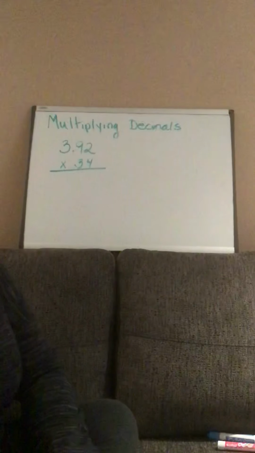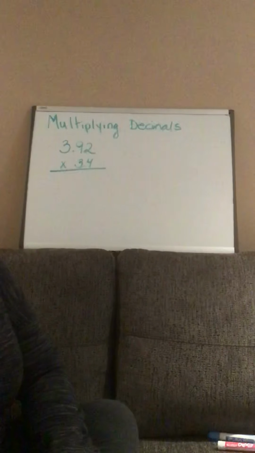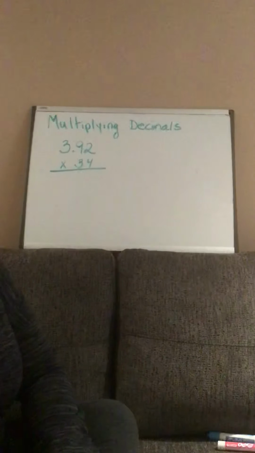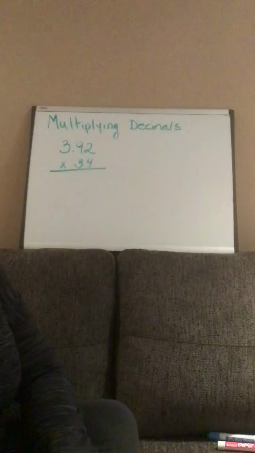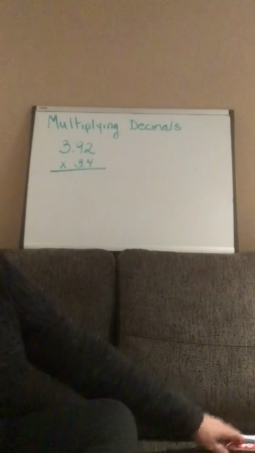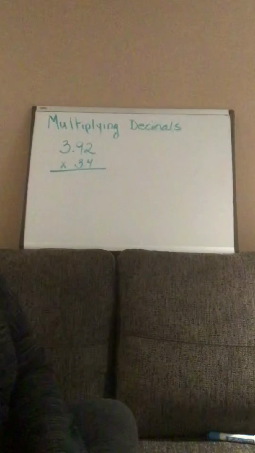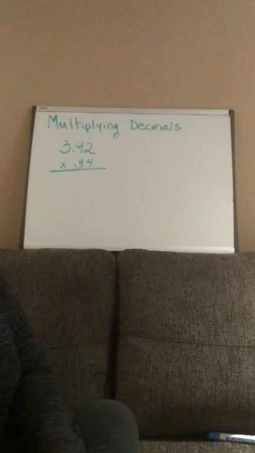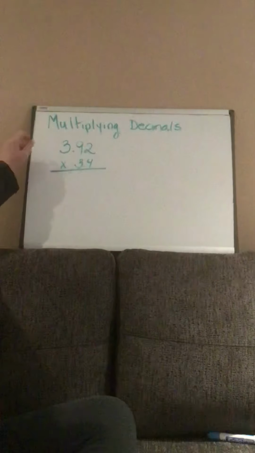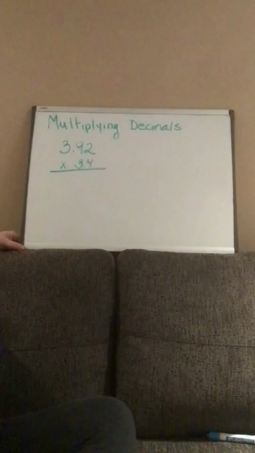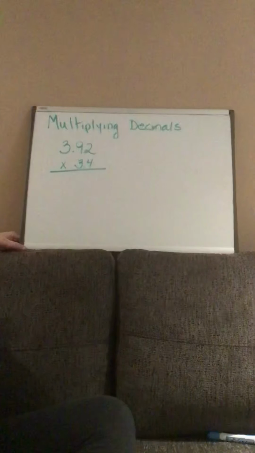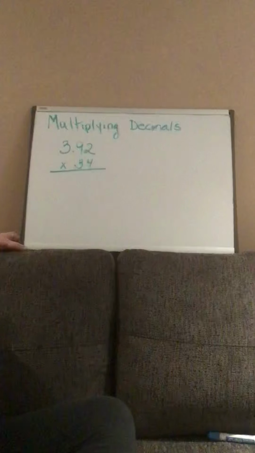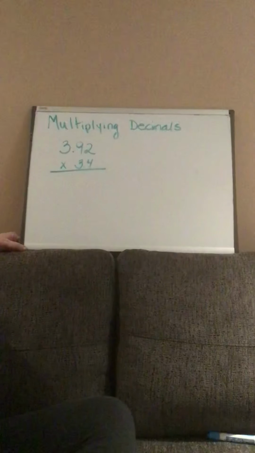So multiplying with decimals is really no different than regular multiplication. We just need to remember one extra step at the end. As always in math, I like to keep things organized. So when I look at my question of 3.92 times 3.4, the first thing I want to do is look at how many decimals are in the question.